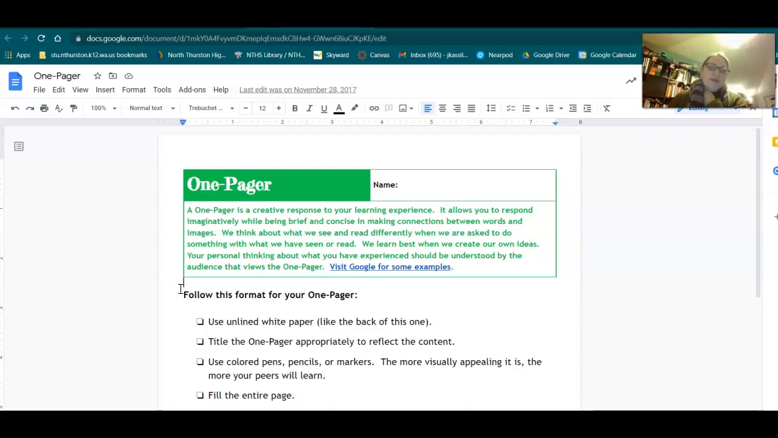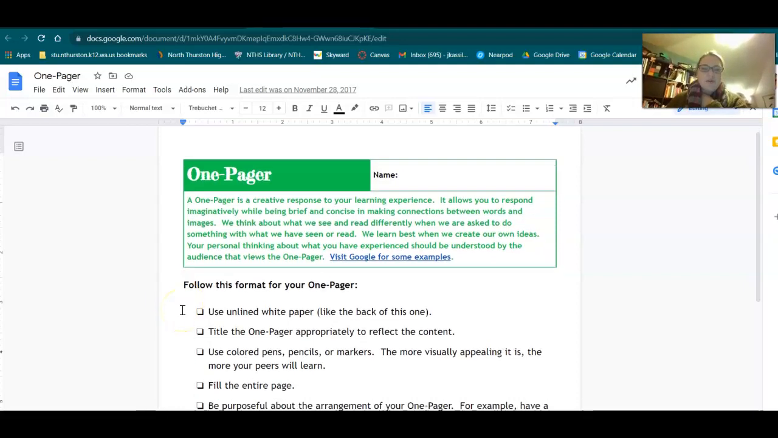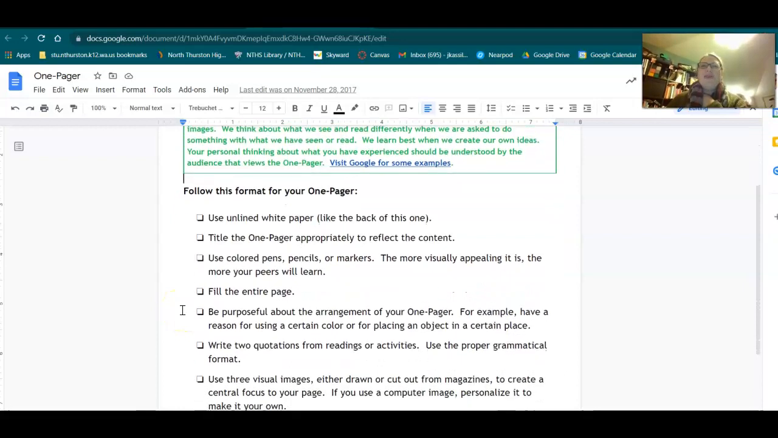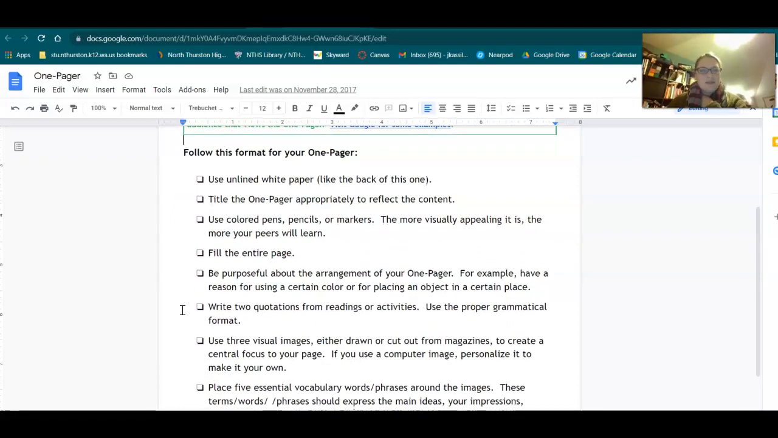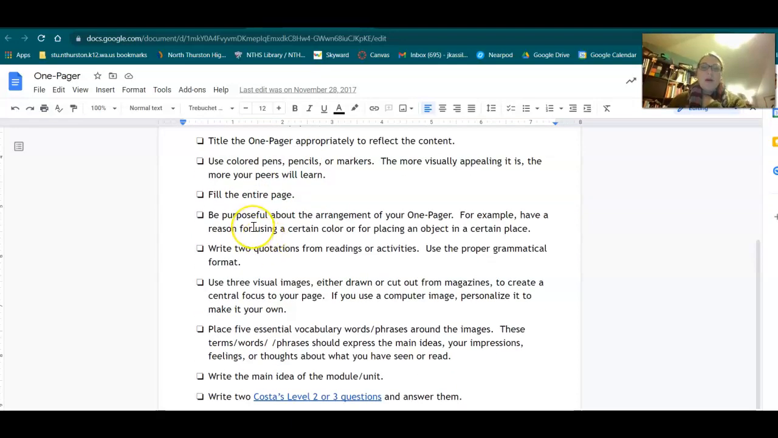We'll do a little, like 1 minute share out at the start of Friday, but we really won't have a lot of time. So here's what goes on your one pager. So you'll notice there's a huge checklist, except compared to the amount of knowledge you've learned, this checklist is not that big. It says use unlined white paper like the back of the one that you have in the classroom. Title the one pager appropriately to reflect the content. Use color. Fill the entire page. I mean, no white space, right? Be purposeful about the arrangement of your one pager. For example, have a reason for using a certain color or placing an object in a certain place.